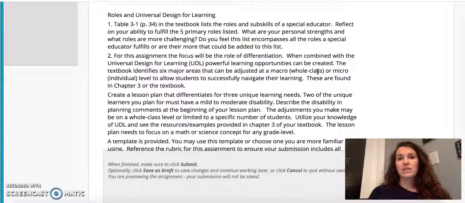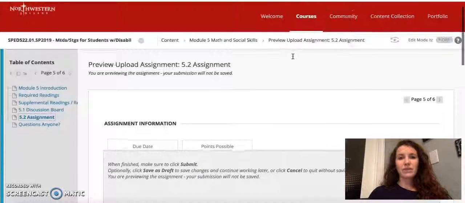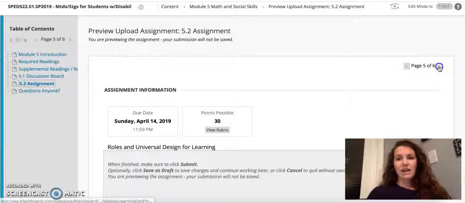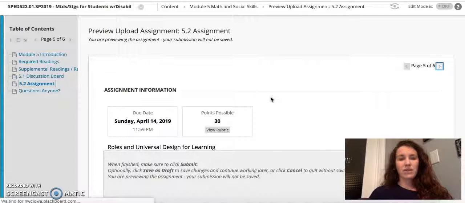So the way that students have earned points most easily is when they explicitly tie in the lesson plan what the learning need is, and then how they are meeting it through differentiation. If you have any questions, please email me. And as always, anytime you have a question, you can email me or use the forum.